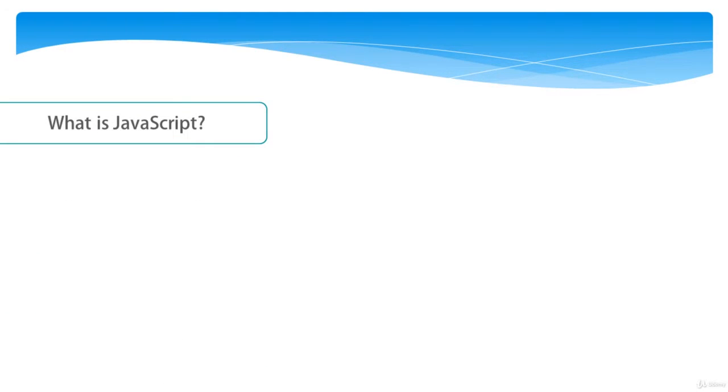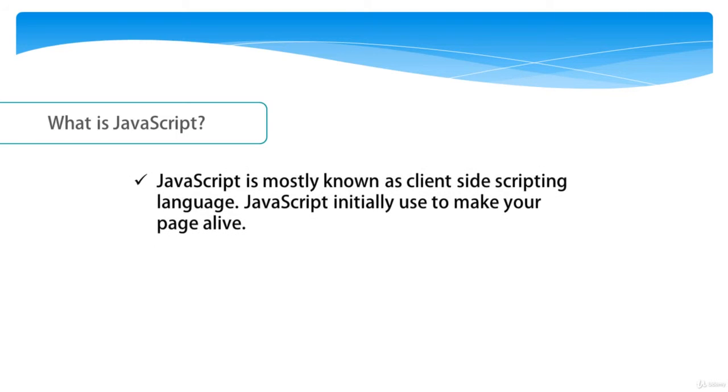If I want to simply describe JavaScript, then I will say JavaScript is a client-side scripting language that executes on your browser. JavaScript is essentially used to make your page alive. Using JavaScript, you can capture events, create animations, validate the user input, and much more.